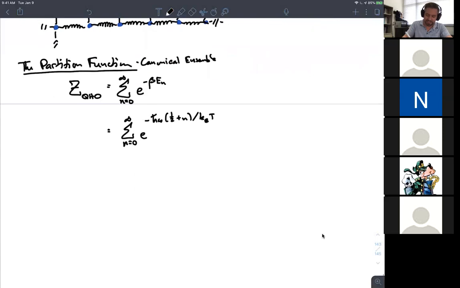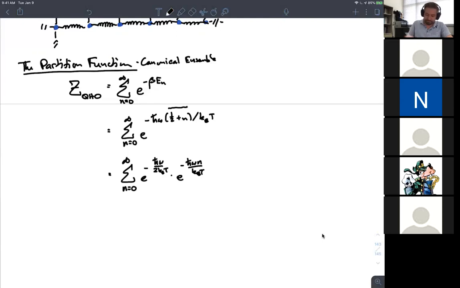Now notice, in this exponent, we have a sum of two terms. The exponential of a sum is the same as a product of two exponentials. So you can immediately write this like so: e to the minus h bar omega over 2 k_B T, times e to the minus h bar omega n over k_B T.